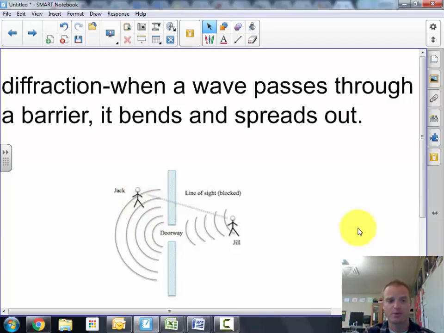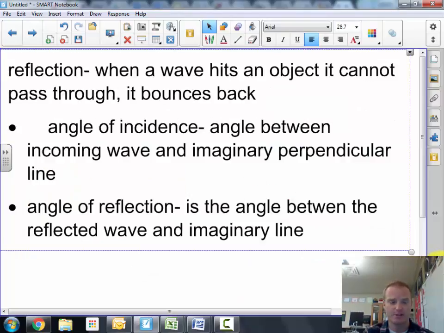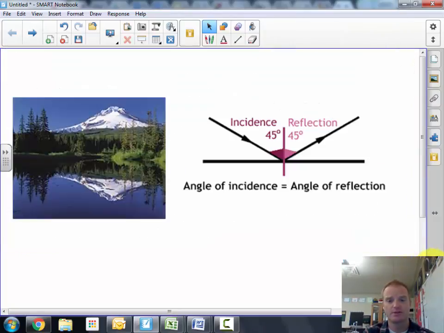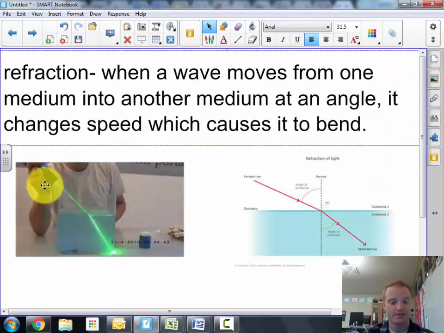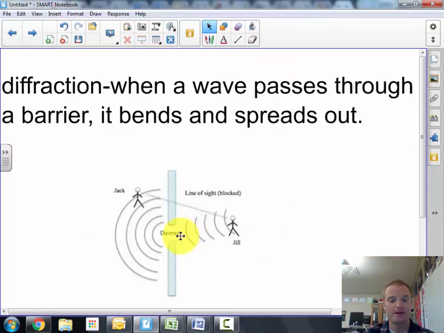These are the three basic ways that waves interact that we're going to focus on today. Reflection is bouncing off of objects; it comes in at the same angle and goes out at the same angle. Refraction is when a wave bends or changes its direction because it changes speed as it changes mediums. And diffraction is bending around a barrier as it goes through.